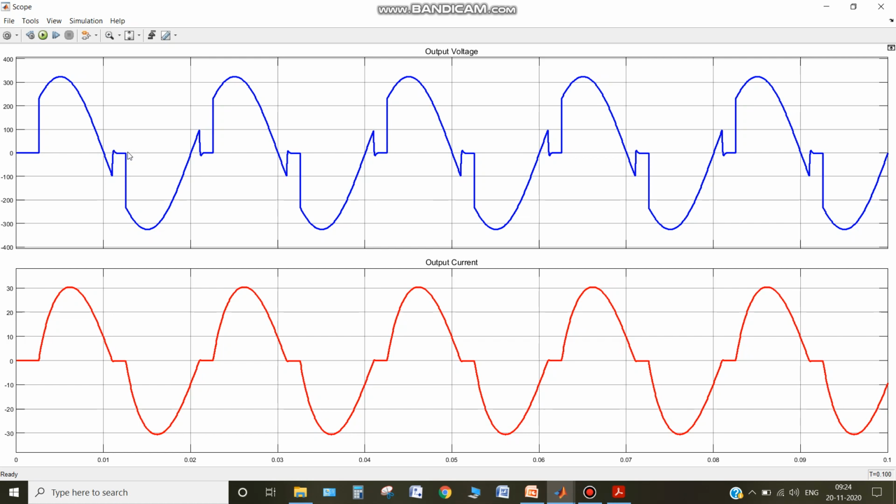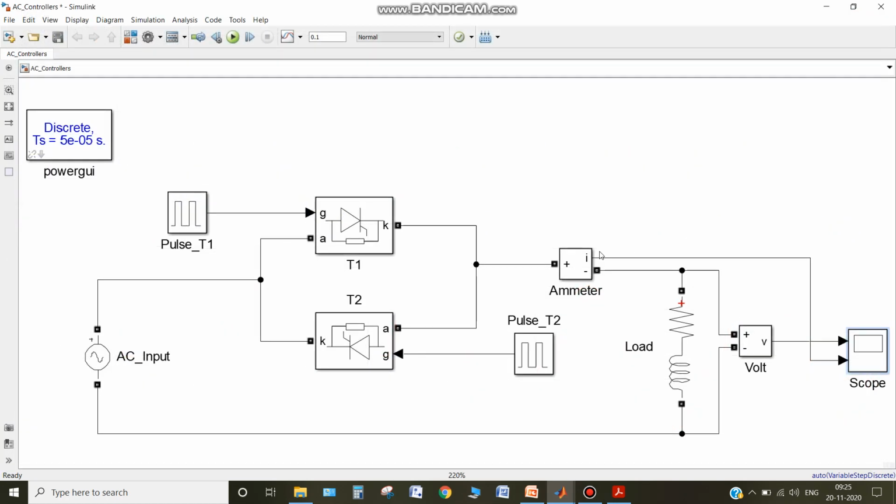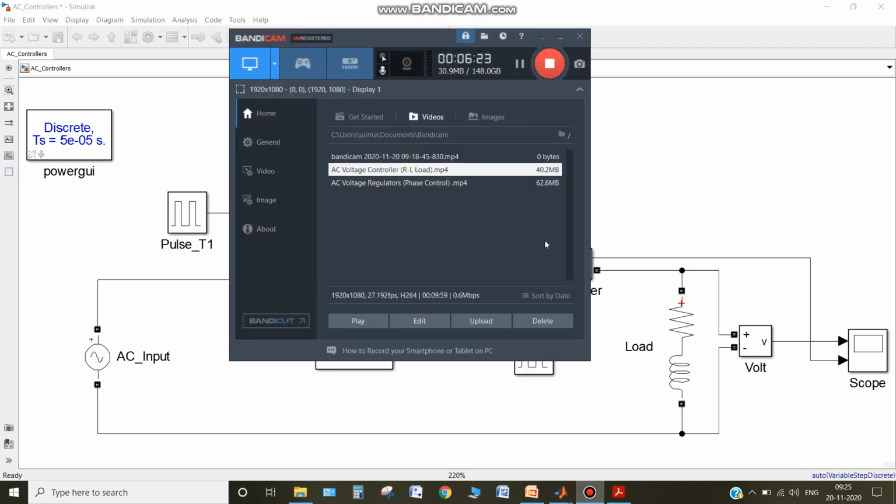At pi plus alpha, thyristor T2 is triggered, and the current starts to flow in the negative direction. This is the waveform. Similarly, you can also construct the AC to AC voltage controller for integral duty cycle control. Thank you.